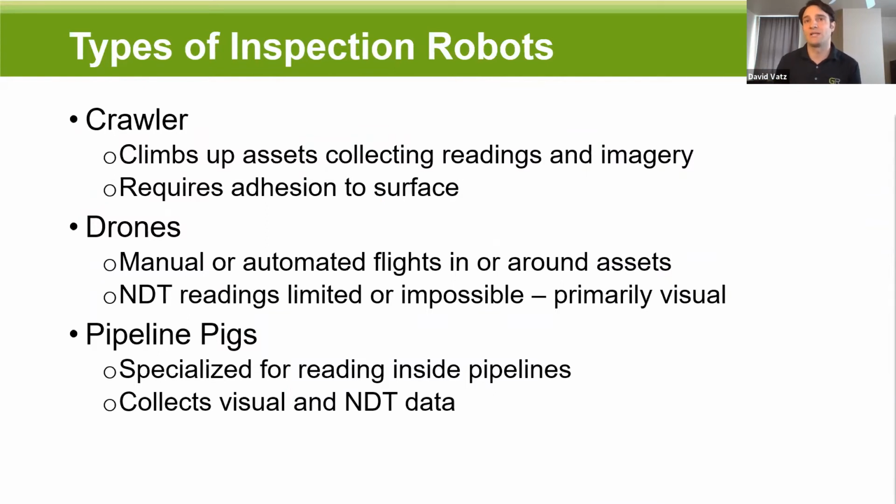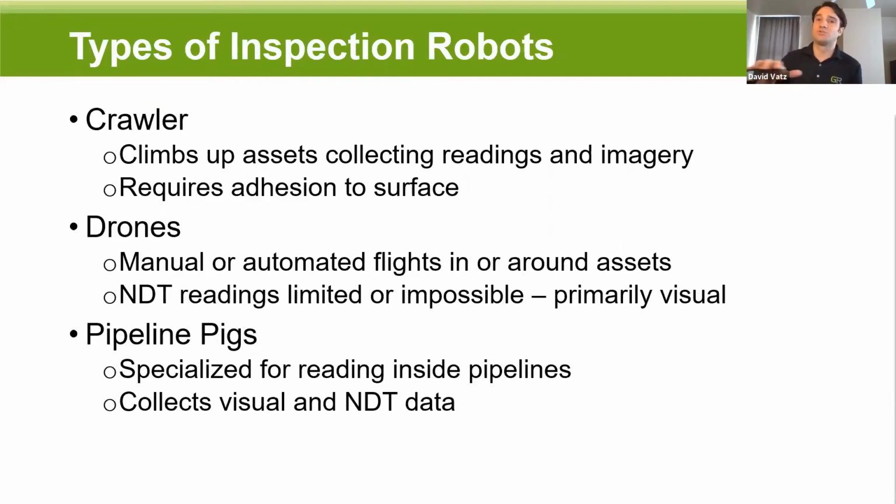So the first one we looked at was a crawler robot. Crawlers are designed to climb up assets and collect NDT readings and imagery as they climb up. These are robots that typically require adhesion to the surface somehow so that they can climb up the assets, and they'll take those readings as they go.